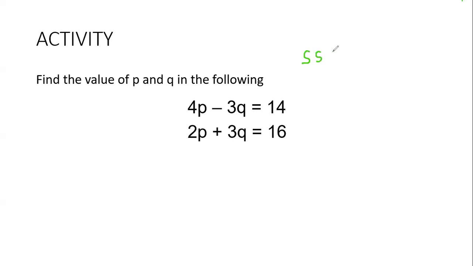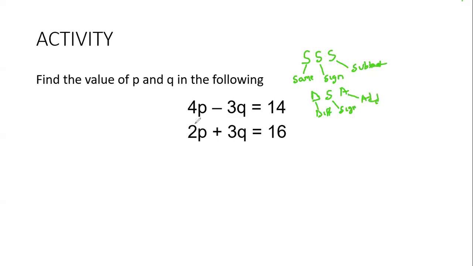I said SS means same signs subtract. This one means the same, and this one means subtract. Then we said different signs add. This one means different, this means signs, and this one means add.